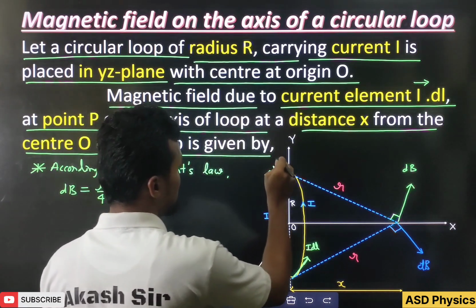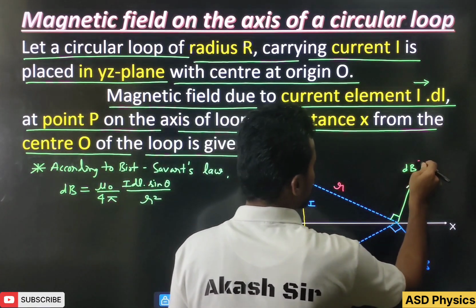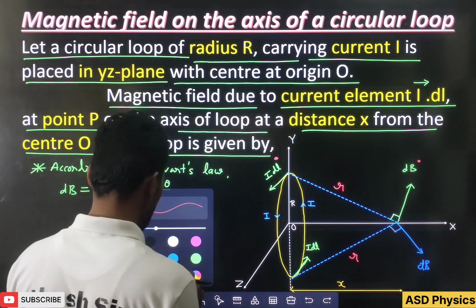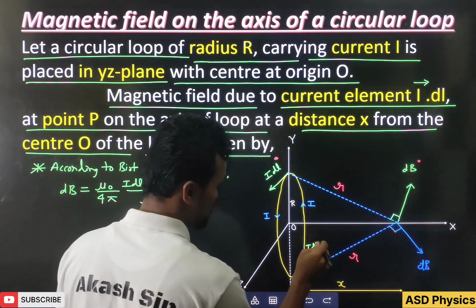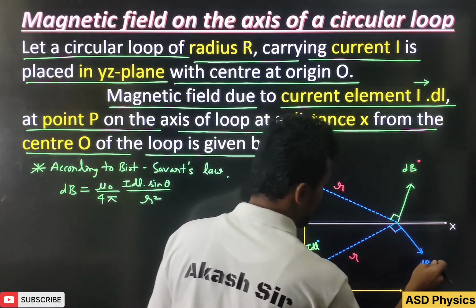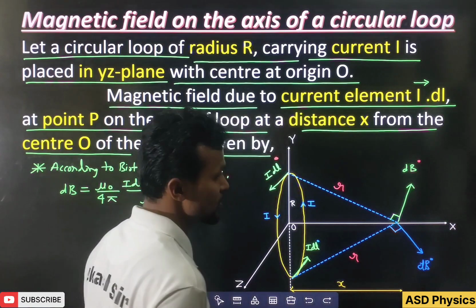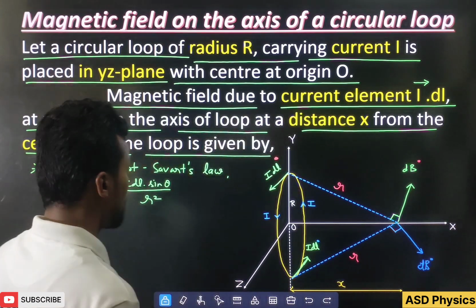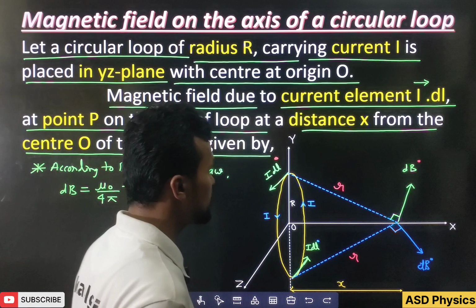See, I am putting here the red color, so this dB is because of this. If I write here, let's take blue color, so see here, this is the current element and this dB is there. Now I hope this is very, very clear to you. Now after that, what is the value of dB here? You know very well.